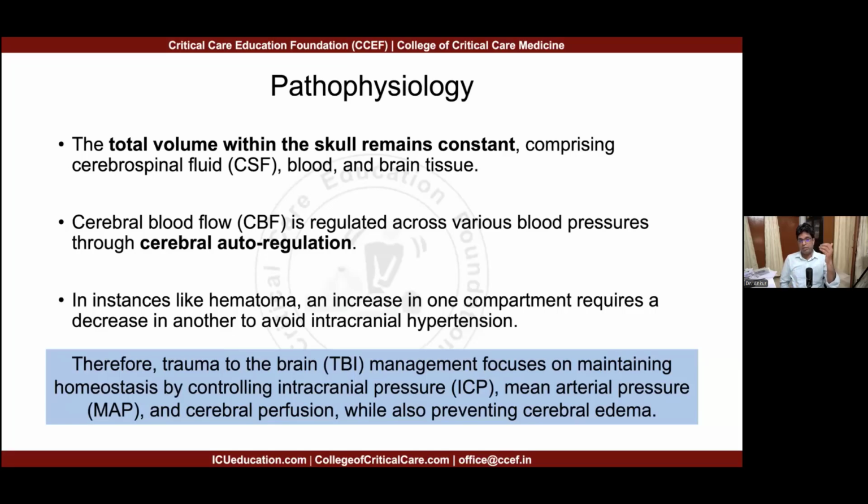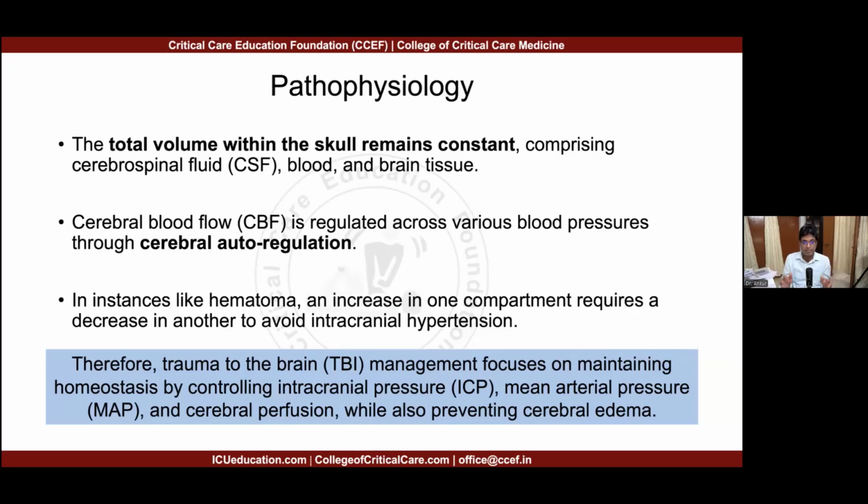If more CSF is there, then either the brain tissue will compress, or the blood vasculature will compress. If there is more blood, like a hematoma, brain tissue and CSF both get compromised. So the total volume within the skull remains constant, and that is what creates a problem. Our skin is above the bone and can expand, but the brain cannot expand because it is protected by the skull. So anything extra in the brain cannot be accommodated, because the skull volume is constant, and it increases the intracranial pressure, which is the problem in traumatic brain injury.